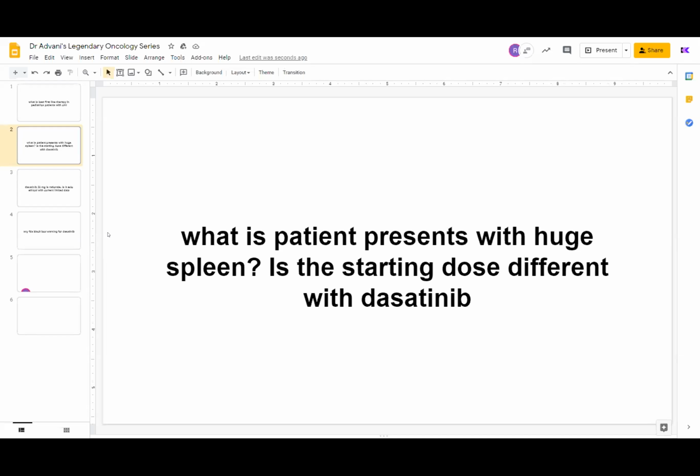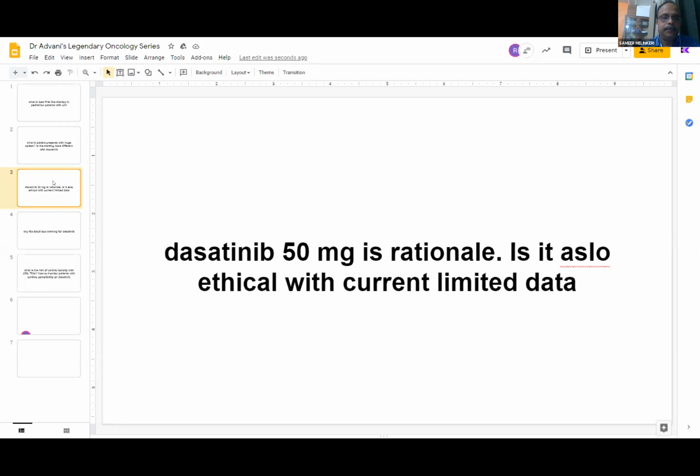Thank you. The next question is, what if the patient presents with a huge spleen? Is the starting dose different with Dasatinib? No, I don't think so. The bulk of the disease would not let us decide what the dose should be. Compliance, as we say, is important. It's more important that the drug goes in every day rather than having interruptions. Oh, compliance is a big issue. At least with Imatinib, it has been shown that at the end of 1 year, not everybody is taking it. How do you ensure compliance in your practice?